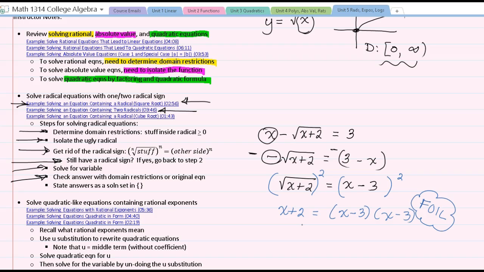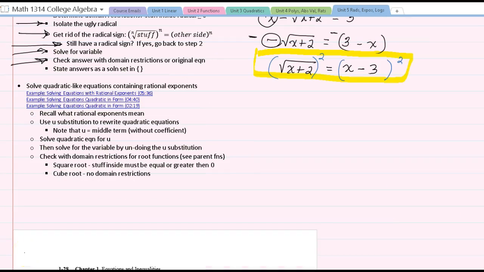So the big thing I wanted to remind you of was that when you're ready to take the square or the cube or whatever of both sides, you need to make sure you have one set of parentheses on the left and one set of parentheses on the right.